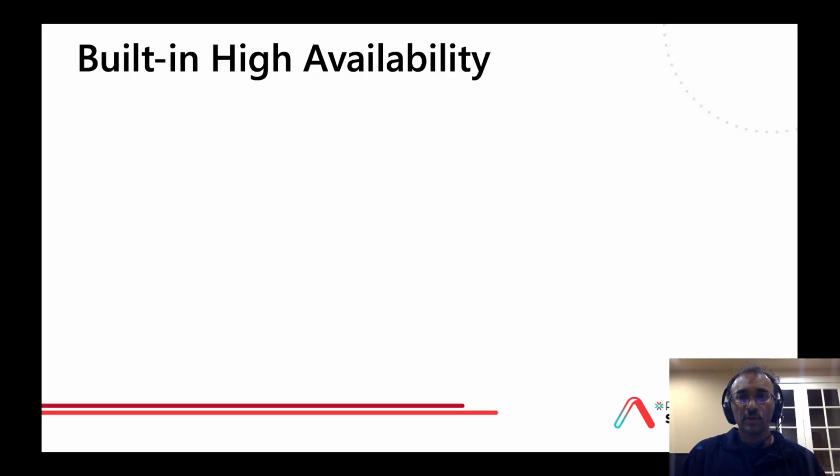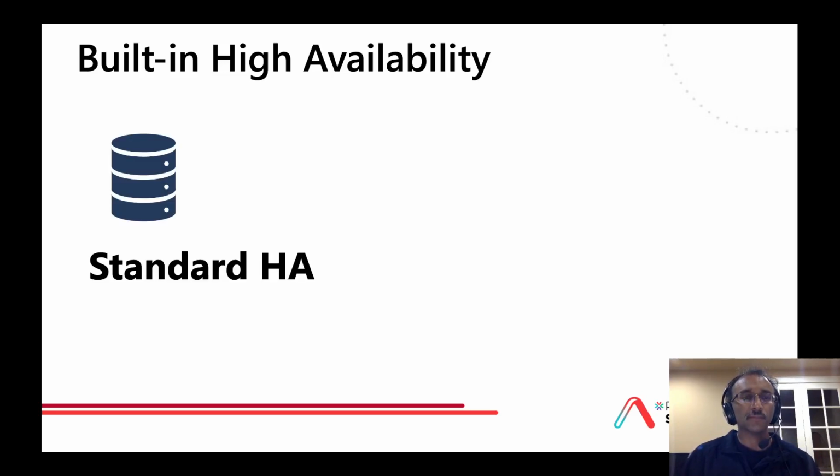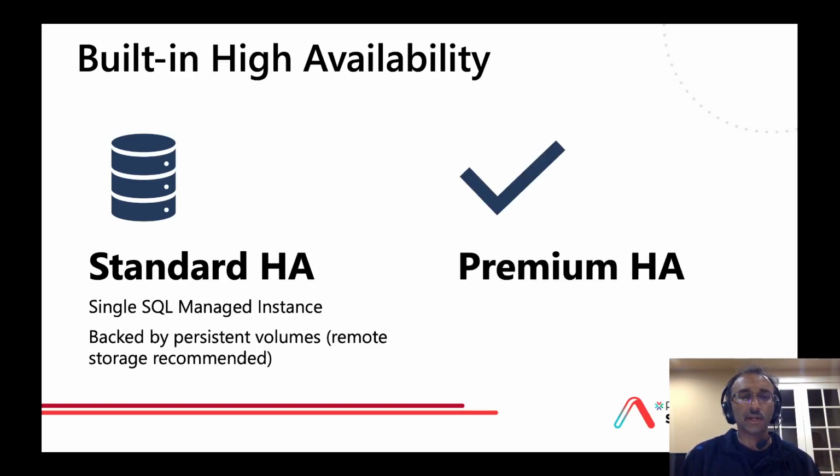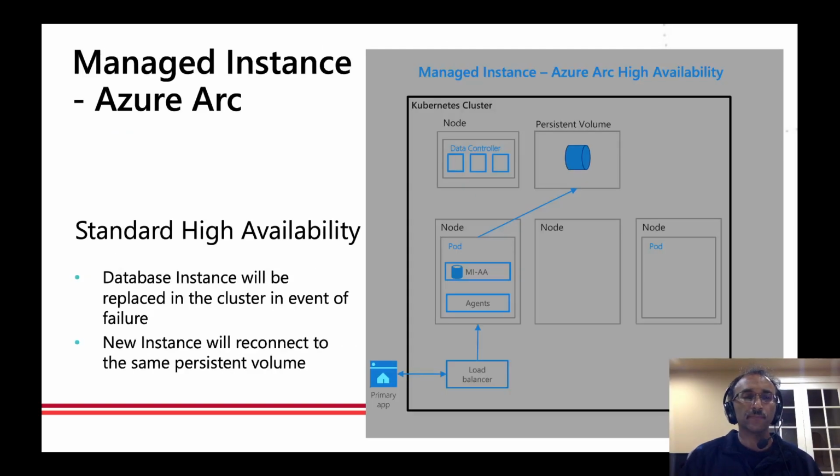Okay. So with that, now let's go and take a quick look at the HA capabilities, right? So there are two levels of HA we'll provide. One is the standard HA, and the other one is the premium HA, right? So the standard HA is what Kubernetes provides by default.